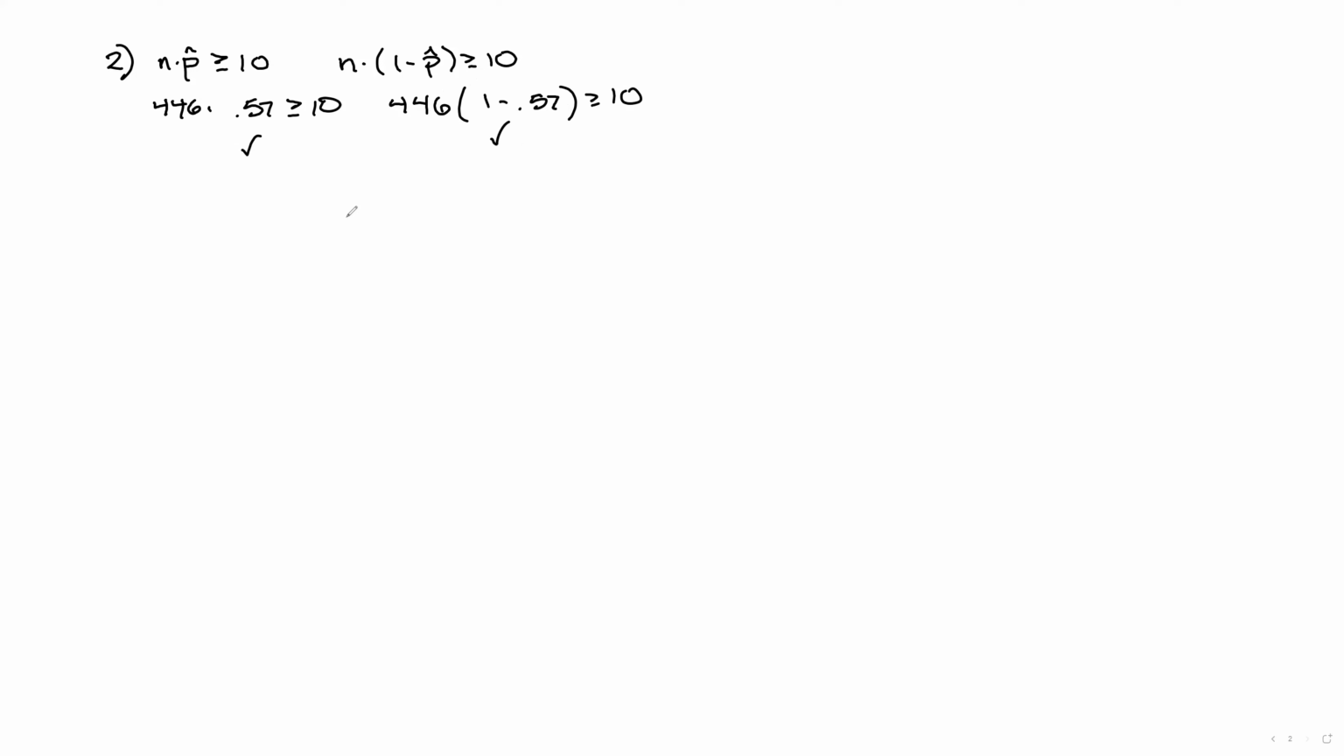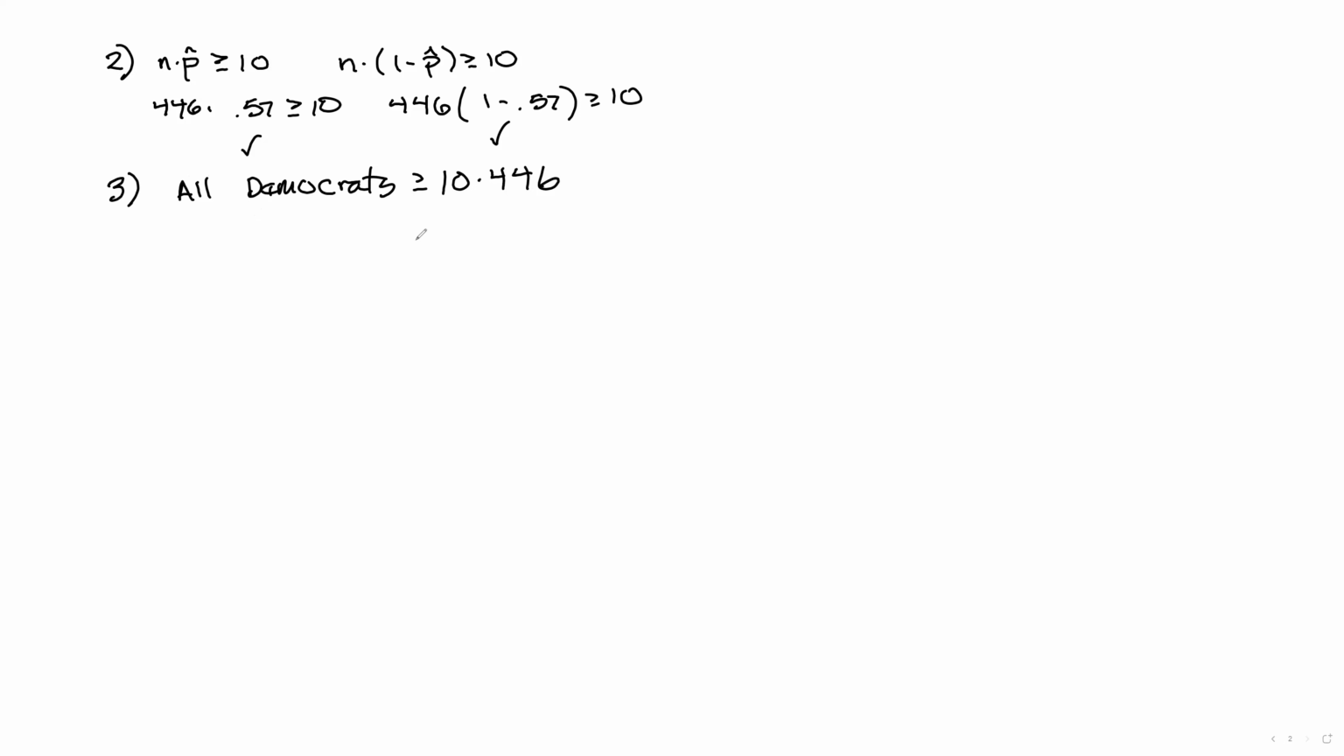All right. So the second requirement for the central limit theorem is that the sample needs to be large enough that we have 10 successes and 10 failures. That's what I was looking for. And we do have that. And then in the third case, the population needs to be 10 times the size. So if you take all Democrats, that's pretty obviously larger than 10 times 446. So we've got like 4,000. There's more than 4,000 Democrats.